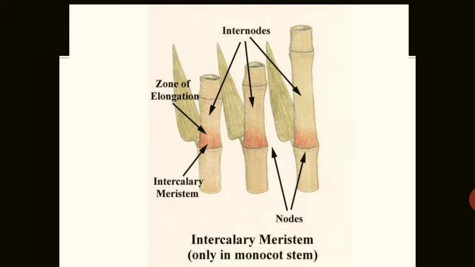You can see in this picture, this is the monocot stem. In the monocot stem, the intercalary meristems are found near the reddish area. Between two nodes, the position is known as the internode. Near the internode, the intercalary meristems are found, which is known as the zone of elongation, responsible for the elongation of the stem in the case of the monocot plant.